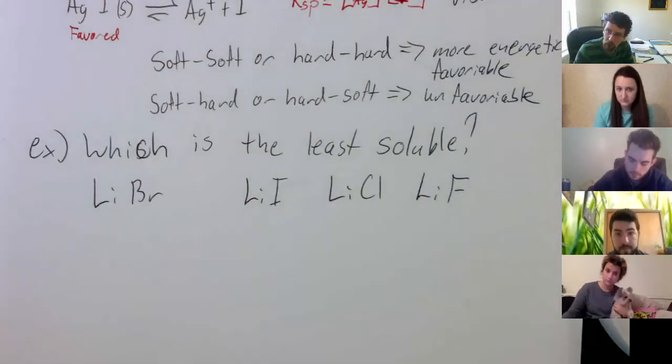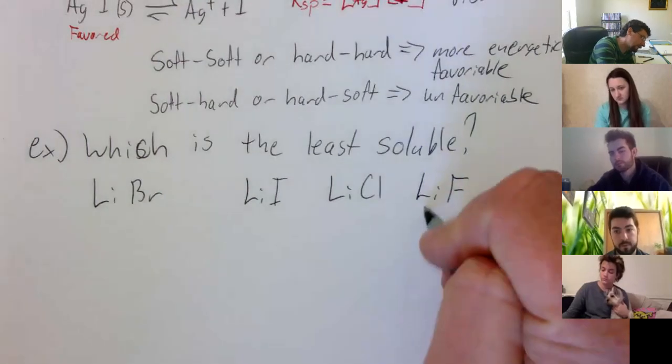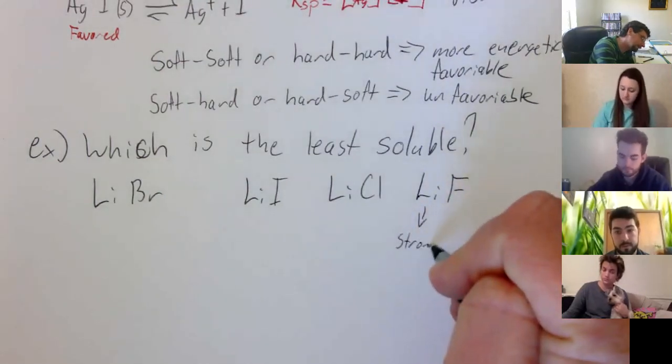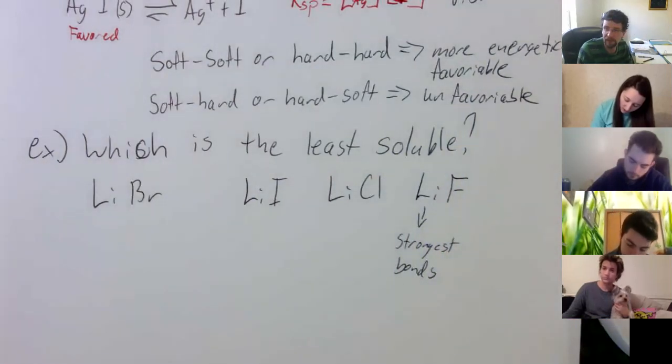So we're trying to figure out which one is the least soluble in water. We want to consider which will have the strongest bonds and which will have the weakest bonds. So probably which of these? LiF. Yep, LiF, strongest bonds. Why did you go with that one having the strongest?